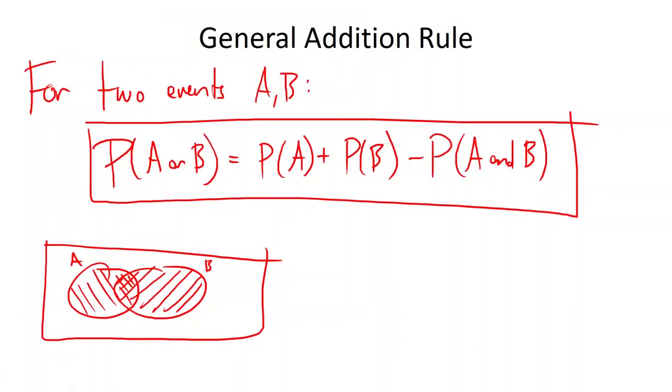General addition rule. The reason it's called the general one is because there's a special one. But the general one always works, and it takes into account the overlap. Sometimes there's no overlap, though. If there's no overlap, you don't have to subtract it. Right? So, okay.